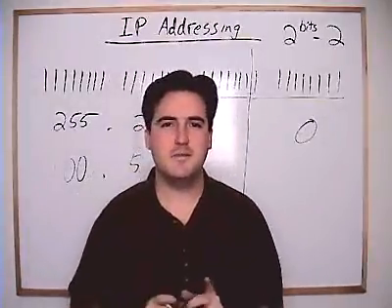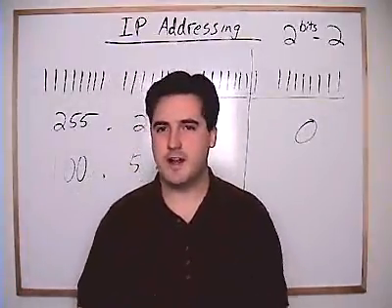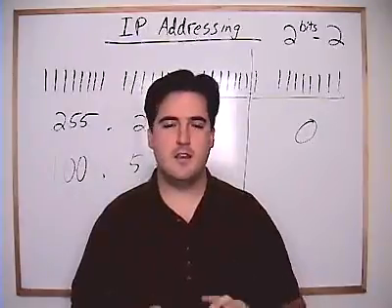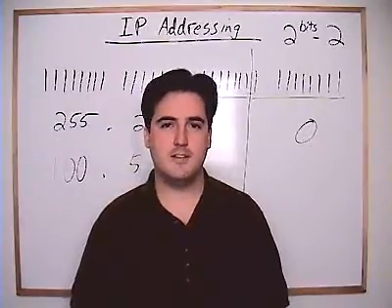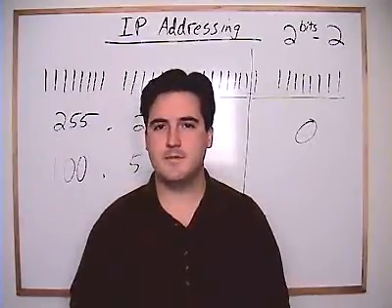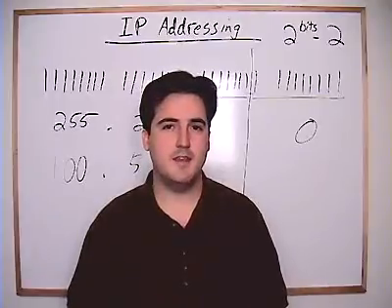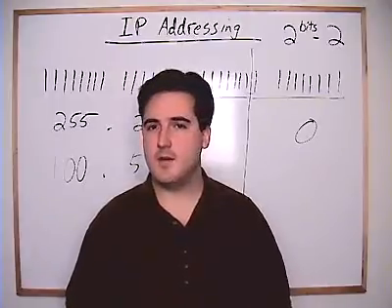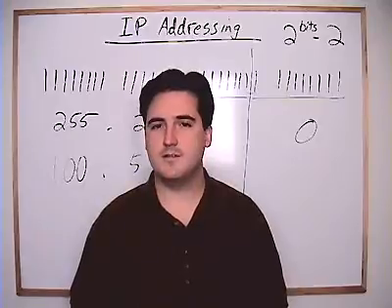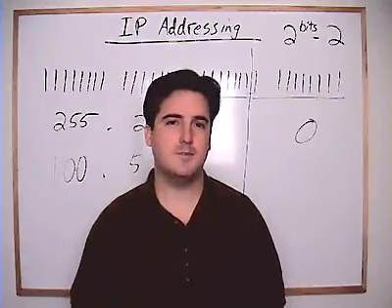Okay, so in this CBT Nugget, we covered what an IP address is, how to convert from binary to decimal, decimal to binary. We covered what an IP subnet mask is, and we also covered the 3 different classes of address: the Class A, Class B, Class C.